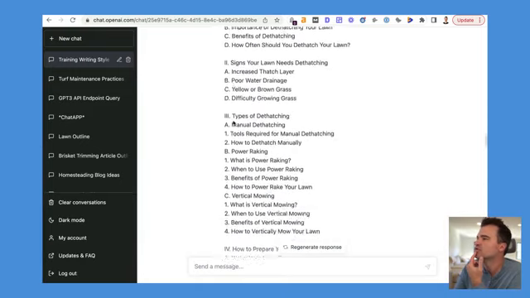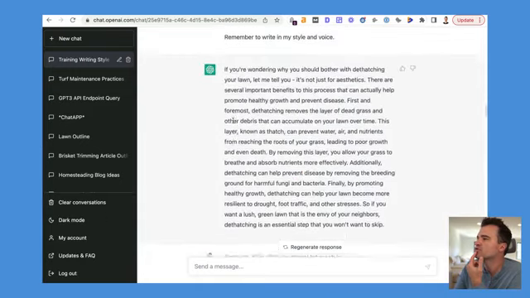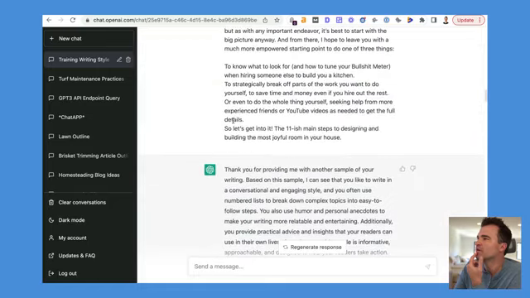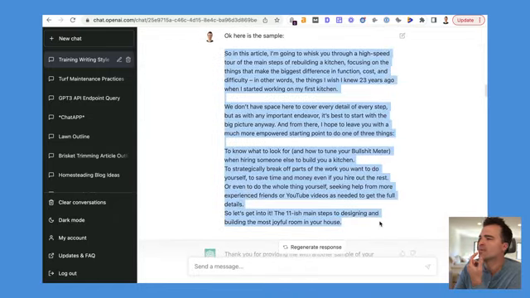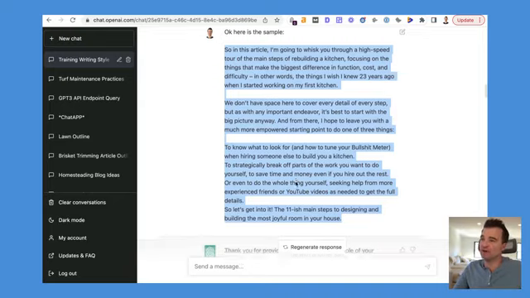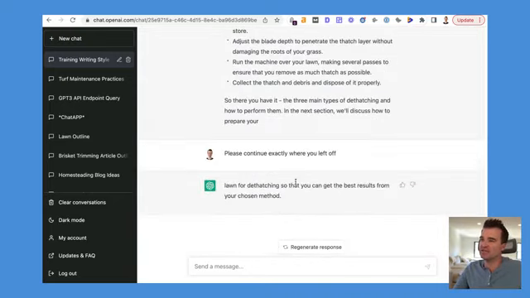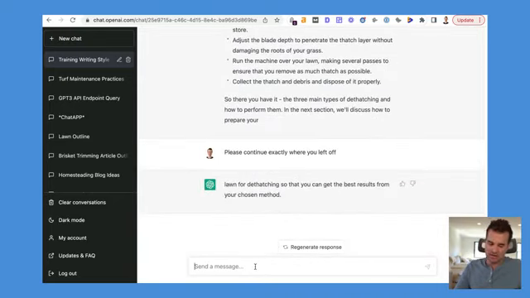What I'm looking for, here we go. What I'm going to do is ask it to rewrite that section using this style of voice. Please rewrite that section, this time using my unique style of writing, example below.